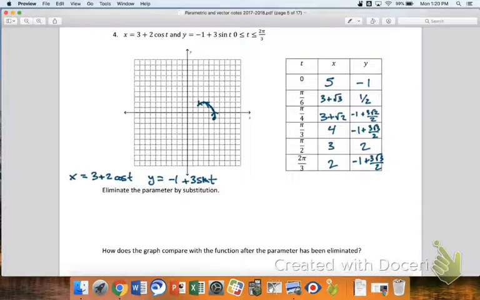It'd be x minus 3 over 2 equals cosine of t, right? And then we do the inverse cosine of both sides. So you get inverse cosine of that equals t. So far it seems like it's going pretty well until you try to substitute, right? And then you're like, what in the world? And so when you try to substitute here, you get y equals negative 1 plus 3 sine of the inverse cosine of x minus 3 over 2. Yeah? Just substitute it, right? I'm not saying that it looks easy. I'm just saying all we did was substitution.